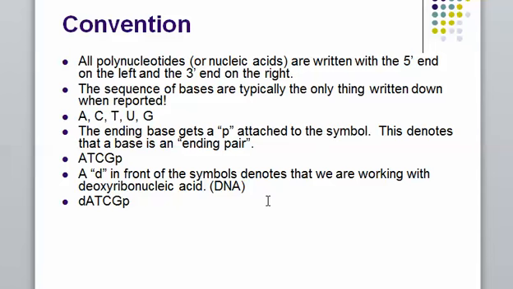We only write down the letters A, C, T, U, and G depending on what we have, and we leave out everything else. Sometimes the ending gets a P attached to the symbol, which means ending pair. That means it's a full stop. This is truly where it ends, and sometimes in the beginning we put D if we're talking about DNA.